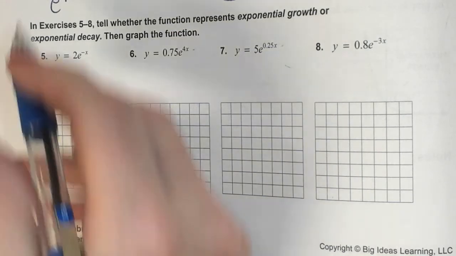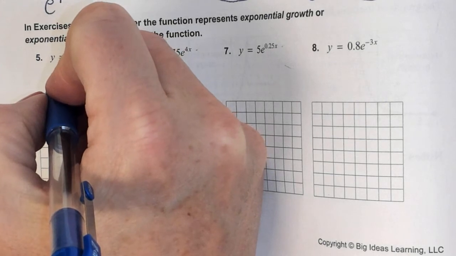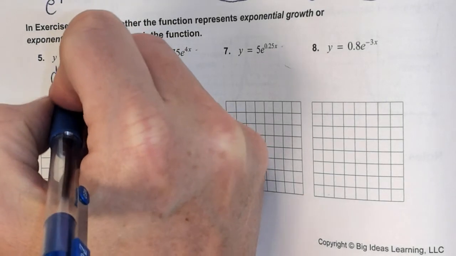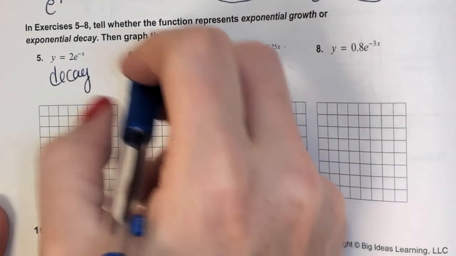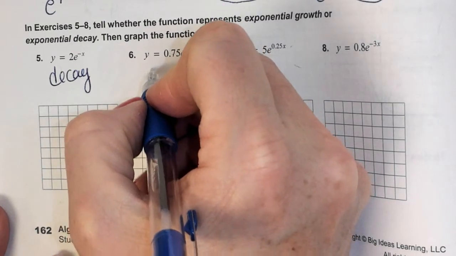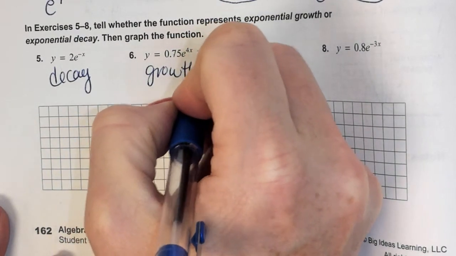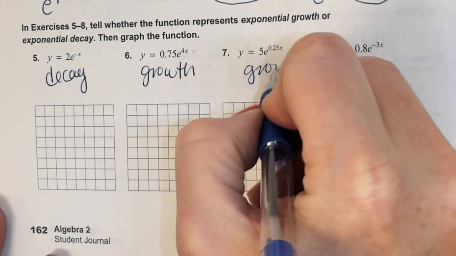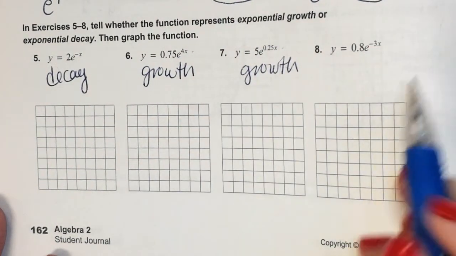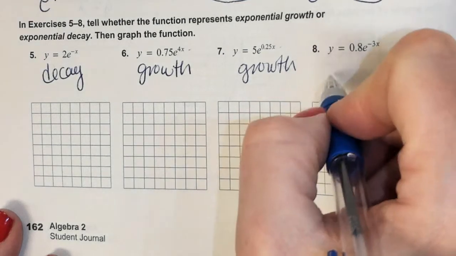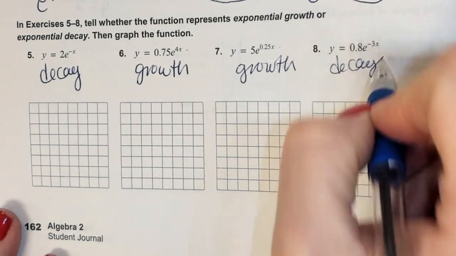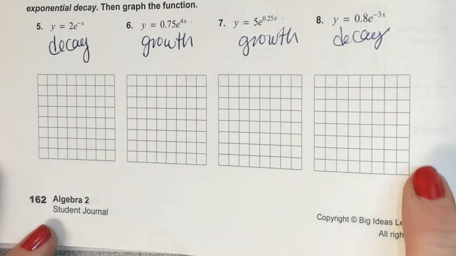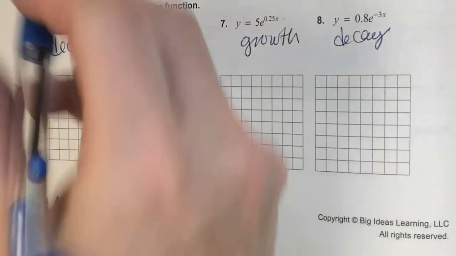Caroline, what did you put for 5? Decay, right? Dominic, 6. Yep. Becky, 7. And Abby, 8. Okay. All right, let's just graph a couple of these. Let's graph 5 and 6 only. Let's do actually 5 and 7.